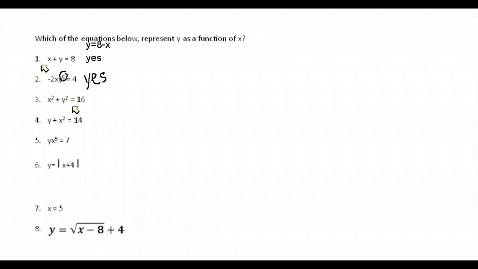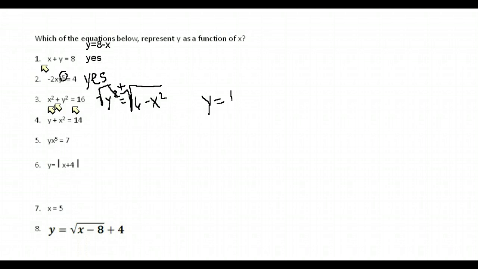Again, if we tried to isolate the y, we would have to subtract the x squared from both sides. And then we would have to take the square root to get rid of the square. And what do we have to do when we take a square root? We have to put plus or minus in front. And we get y is plus or minus the square root of 6 minus x squared, which means every time I put a number in for x, I'm going to get two answers, the positive answer and the negative answer. And that is not what we want. So this is a no.